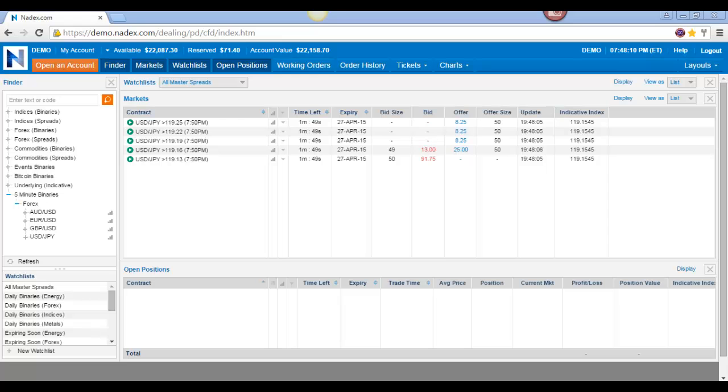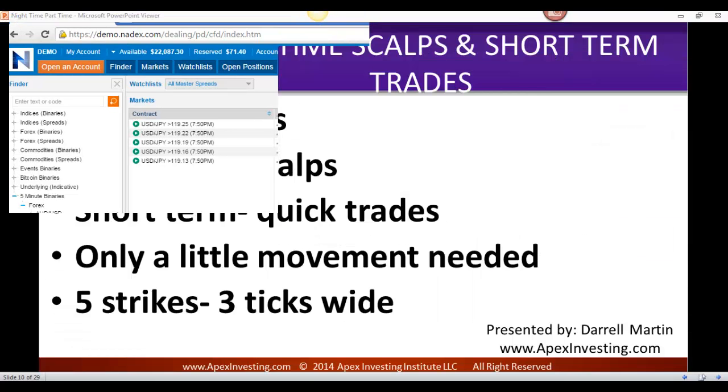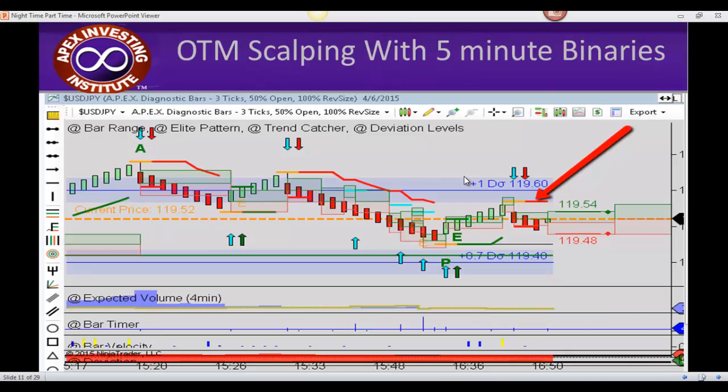Let's move on and get to some examples to piece all this together for you. I've showed this to you in the past, and I'll show you where you can watch complete step-by-step training on exactly how we trade five-minute binaries. We trade and scalp the five-minute binaries with our trend catcher system, okay?